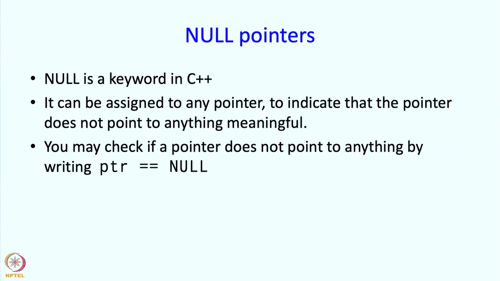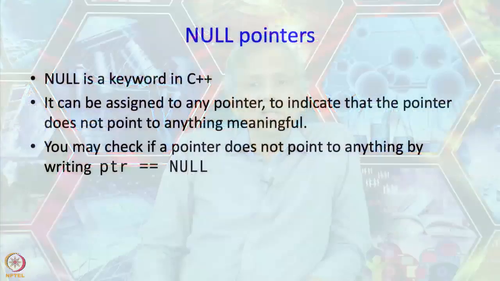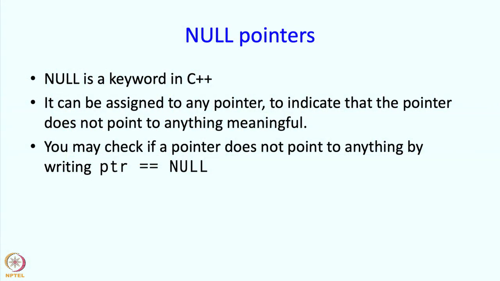We have remarked long ago that a pointer to disks cannot be assigned to a pointer to points, but null is kind of a universal pointer. So you can store null into any kind of pointer. You can essentially say that this particular pointer doesn't point to anything at all, and you can check whether a pointer points to nothing by writing ptr equal to null.